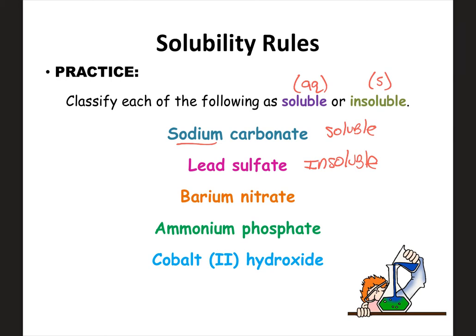The next one, barium nitrate, is going to be soluble. All right, nitrates are always automatically going to be soluble or aqueous. Ammonium phosphate, automatically going to be soluble. Ammonium compounds, rule 1, are always soluble, always dissolve in water. And then cobalt 2 hydroxide here is going to be insoluble. All right, hydroxides are typically solids, except ammonium or alkali metals. Well, cobalt's not ammonium. It's not an alkali metal. It's a transition metal. Or calcium, strontium, or barium. It's neither of those, so it follows the rule. It would be insoluble. So definitely know these solubility rules.